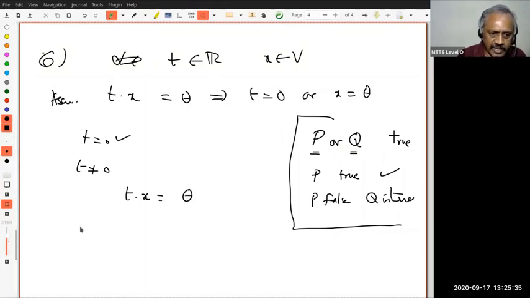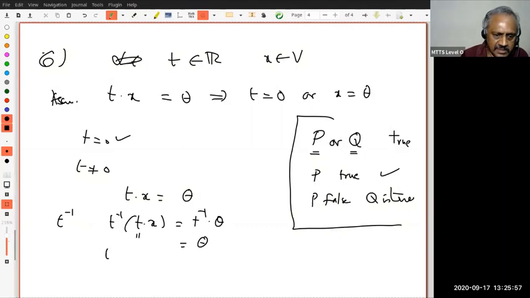t is not equal to 0, but I know t dot x equal to theta. Since t is not equal to 0, I can multiply by the multiplicative inverse of t, namely 1 by t or t inverse. Therefore, t inverse of t dot x equal to t inverse of theta. Just now we saw in the last one, any scalar multiple of the 0 vector is the 0 vector. Therefore, this is theta. But here, I can rewrite this as t inverse times t dot x. But what is t inverse t? That is 1 dot x. The defining property of a vector space is 1 dot x is x. Therefore, I have proved x equal to theta. If t is not equal to 0, I proved x equal to theta. Is that correct? Okay, good.